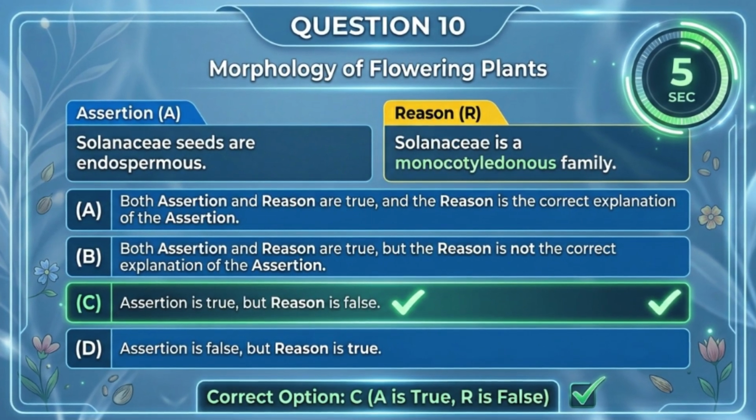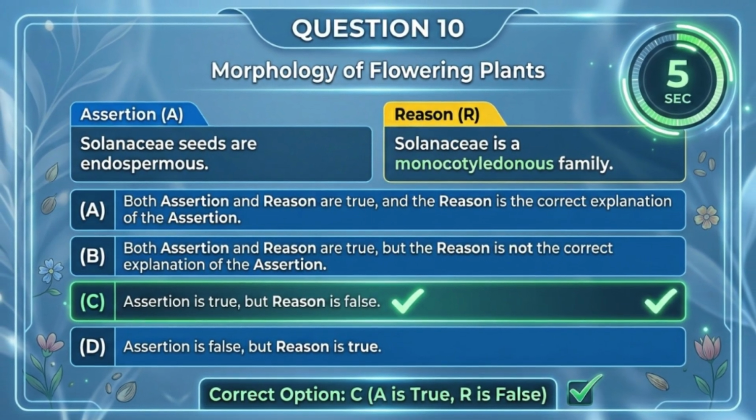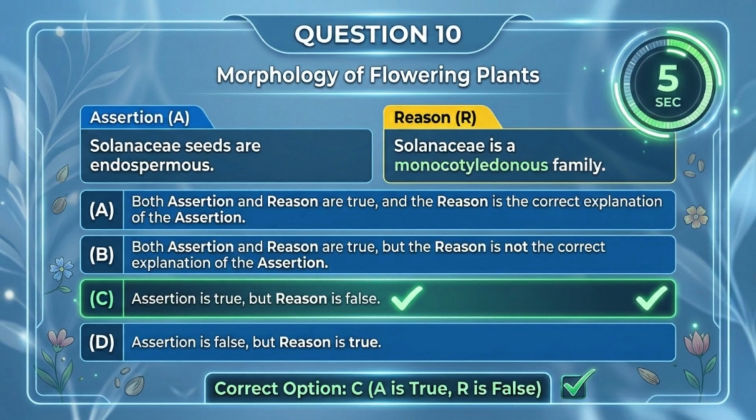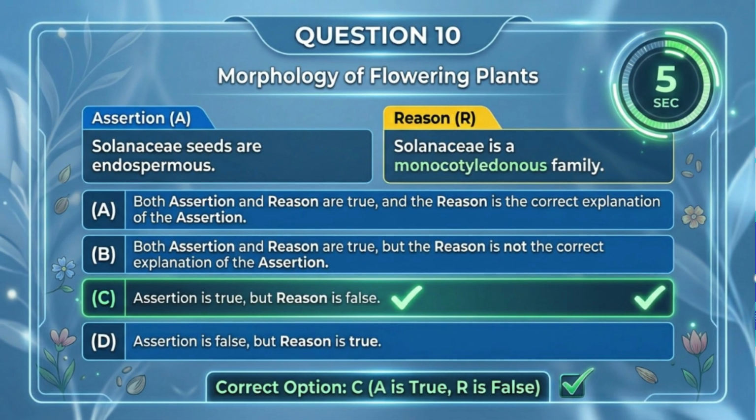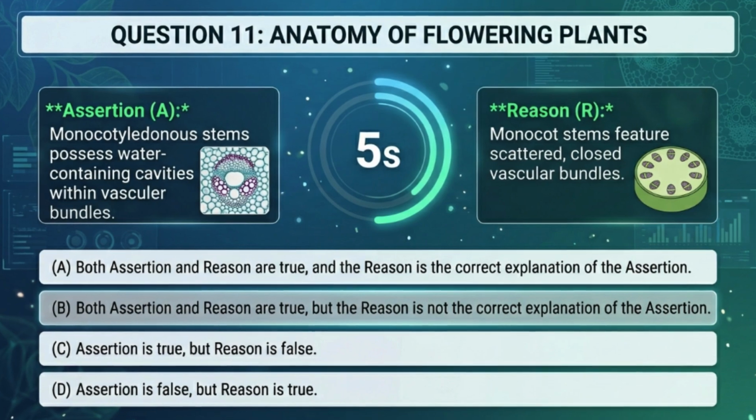Question 10. Morphology of flowering plants. Assertion A, Solanaceae seeds are endospermous. Reason R, Solanaceae is a monocotyledonous family. 3, 2, 1. Solanaceae seeds are indeed endospermous, which is a massive exception for dicots. But the reason says Solanaceae is a monocot. That is false. They are dicots. Option is C.